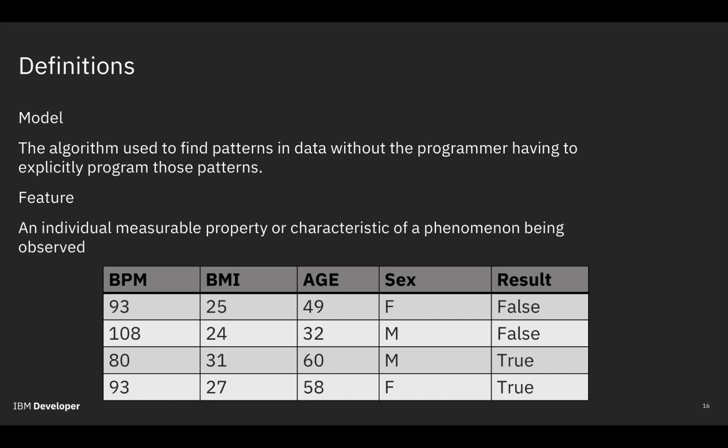Again, to review, a model is the algorithm used to find patterns in the data without the programmer having to explicitly program these patterns. And a feature is an individual measurable property or characteristic of a phenomenon being observed.